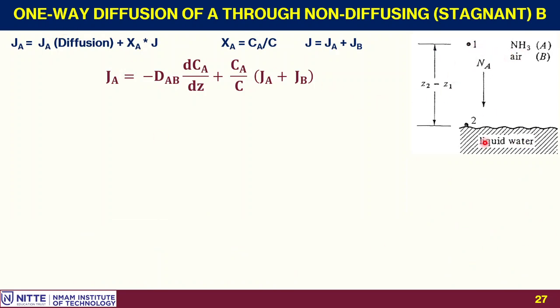So I have considered point 1 and point 2, location 1, location 2. The flux is moving like this, that A is moving like this. Given that the convective term is X into J, as well as X is equal to CA by C, and J is equal to JA plus JB. All three equations I'll put together. Also, I'll write an equation for JA because of diffusion, which is minus DAB dCA by dZ. I'll make use of this equation for diffusion. So JA is this diffusive transfer. XA, I will write it as CA by C. This J, I will write it as JA plus JB.